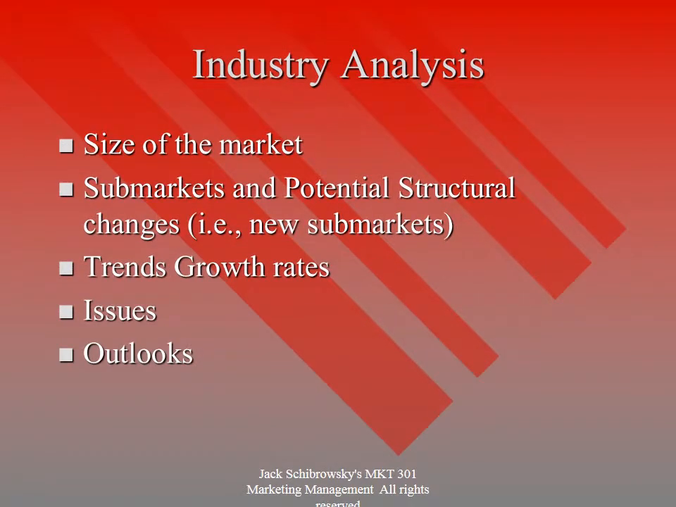There are 5 components. The first one is the industry analysis. In the industry analysis, we're trying to find out what's going on in the industry in which we are competing. Things that we'd like to know about would include the size of the market, submarkets, potential structural changes, trends and growth rates, issues and outlooks for that particular industry. So if I am in the cell phone industry, I'd like to know the size of the market, what the submarkets are, trends and growth rates, and issues that are coming up, and then outlooks for the future of this industry. On the other hand, if I'm in the automobile industry, I'd like to know something about that industry. Every industry is different, and so it's important for us to understand the industry in which we are operating.